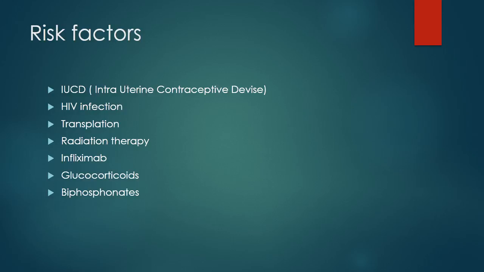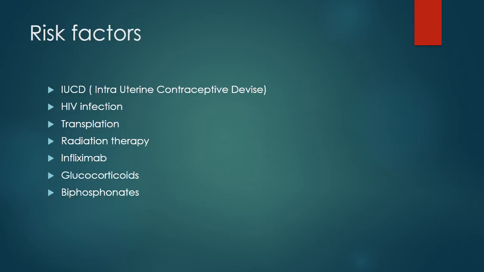Patients with HIV disease, because of decreased immunity, are also prone to this disease. Transplantation patients, for example kidney or bone marrow transplantation patients, are also more prone to developing actinomycosis. Patients who underwent radiation therapy are also at risk. And there are certain drugs which can cause the disease: infliximab, glucocorticoids, and bisphosphonates. These drugs cause decreased immunity and predispose the patient to develop various infections like actinomycosis.